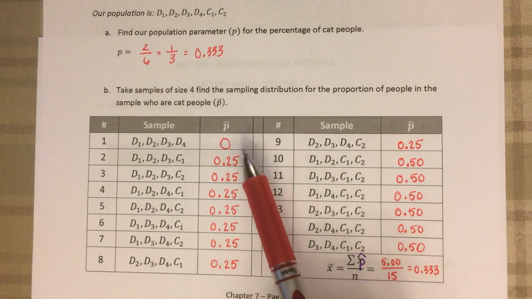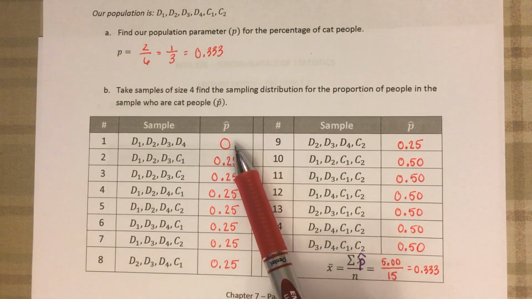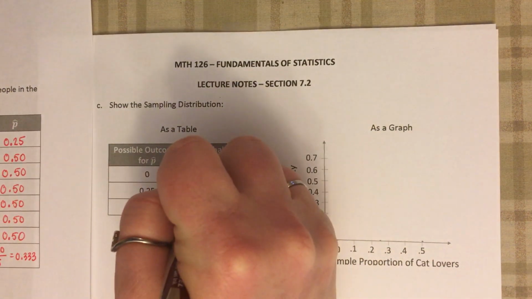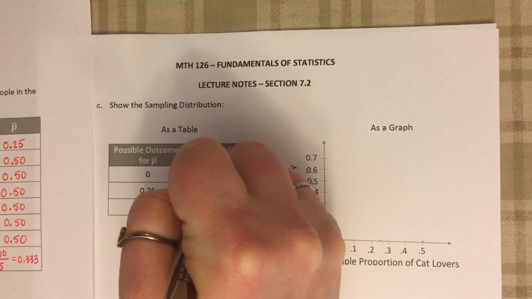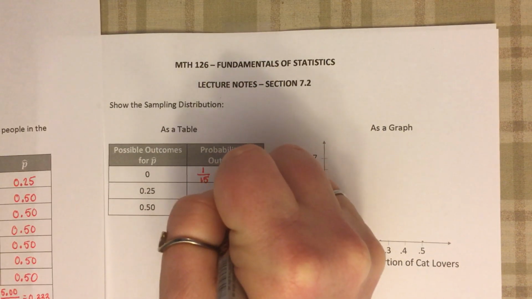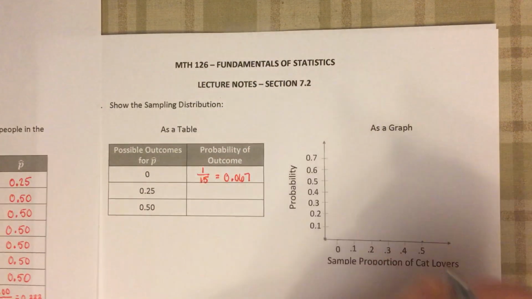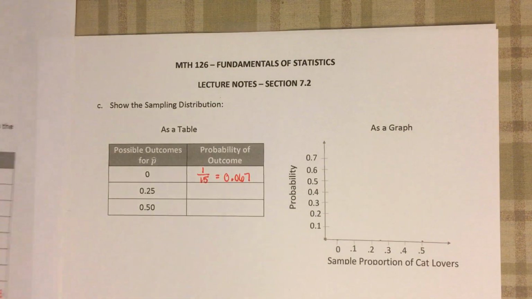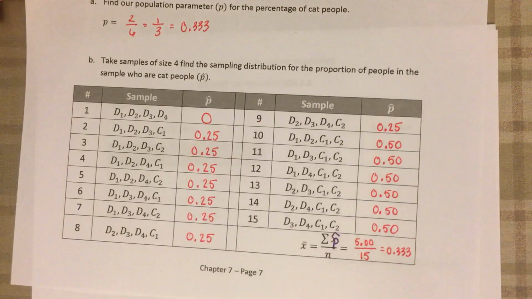So looking at our table, we have exactly one value, that's a 0. So our probability of getting a 0 is going to be 1 out of 15. 1 out of 15, if we change it to a decimal, gives us 0.067. We're dividing by 15 because that's the total number of entries that we have. Now we're going to look for a 0.25.